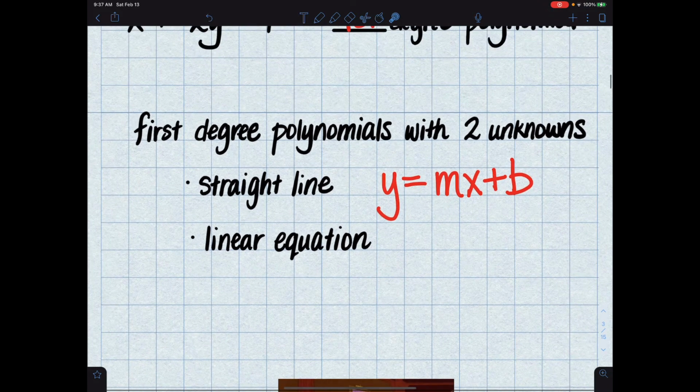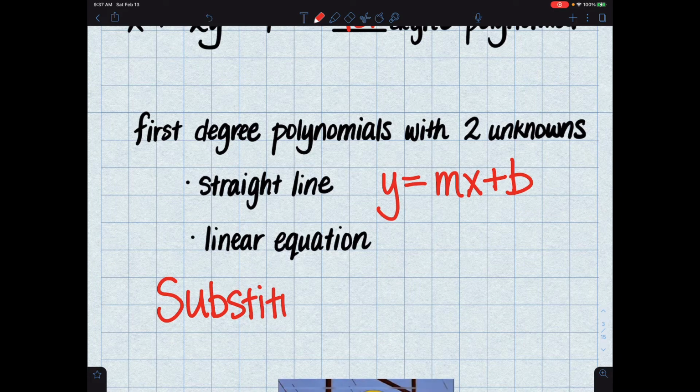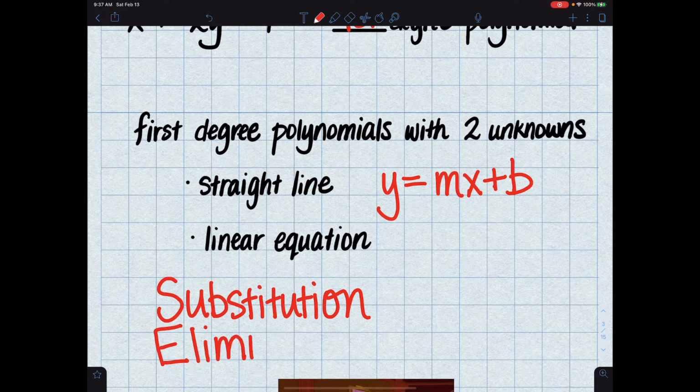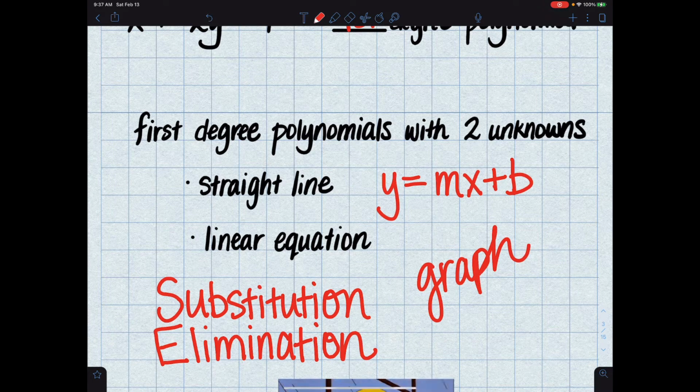And there are two ways to solve these straight line equations or these linear equations, and the two ways are called either the substitution method, like if you have two of these equations and you want to figure out where they cross or where they have a coordinate in common, you can use the substitution method. To remember what the other one is, the elimination, this is when you add them together and you get rid of one of the terms. And you can also graph these lines or these equations.